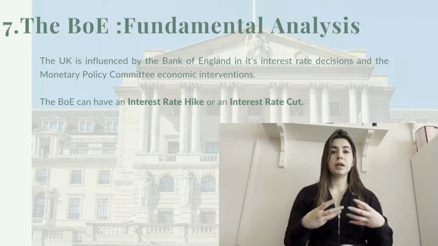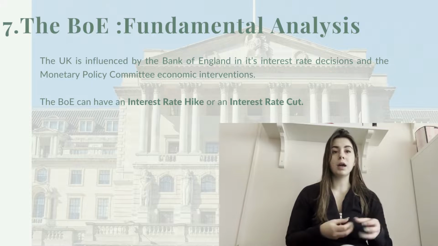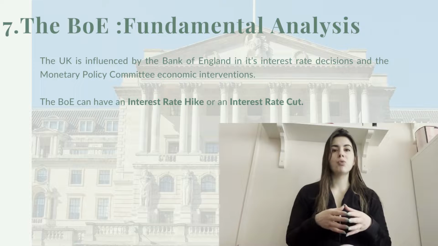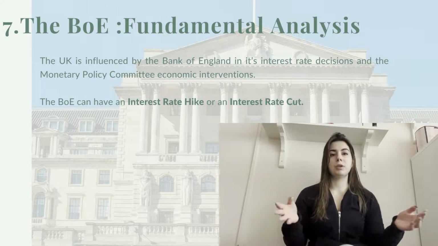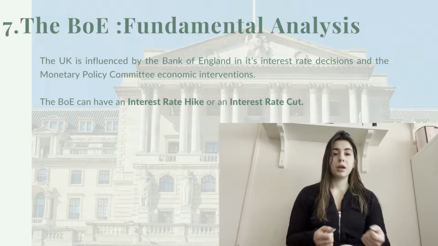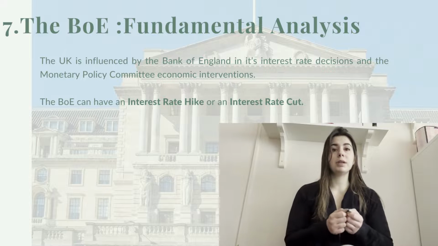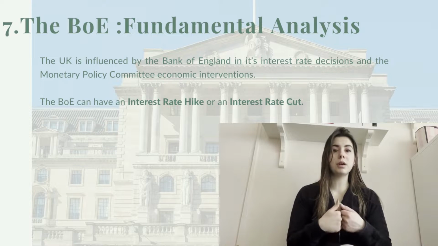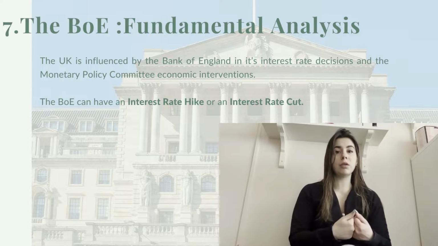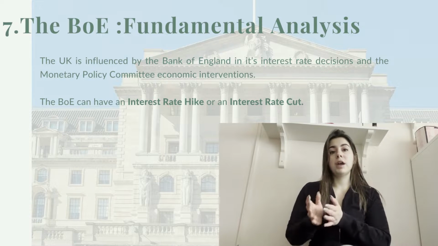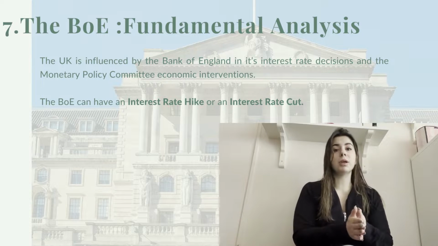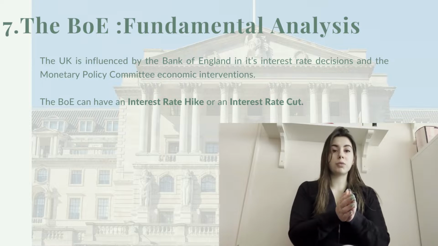The Bank of England can have an interest rate hike when the economy is going too well, or an interest rate cut when the economy is underperforming. If the economy is superperforming, it can occur an increase in the unemployment levels due to salary increases. On the other hand, when the economy is underperforming, the employment rates tend to increase.